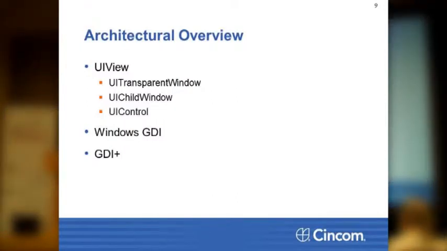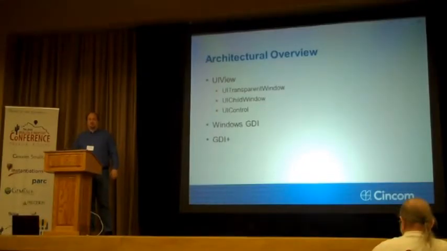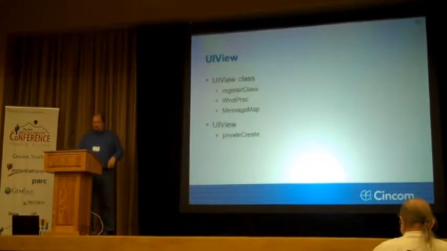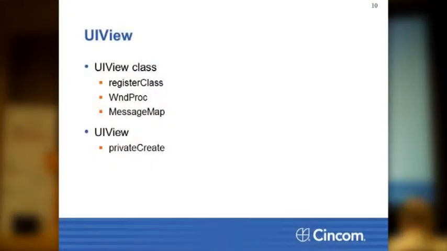Architectural overview. I'm going to talk about the class UI view, which is the superclass for all of the new classes that we have in here. It's a superclass to something like a transparent window, the child window, and the UI control, which in itself is a superclass for all of the controls that we have, like an edit field, list view, tree view, whatever. I'm shortly going to talk about Windows GUI, and then go over to this GUI Plus and maybe what the differences are here. So UI view is the main class.